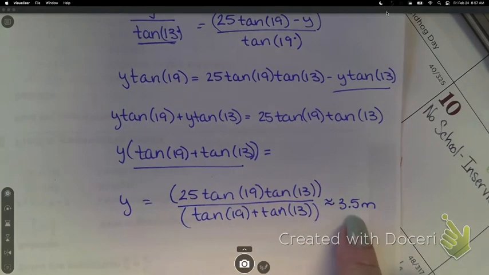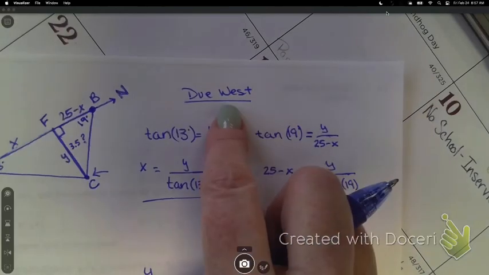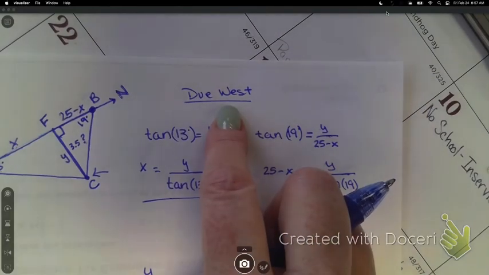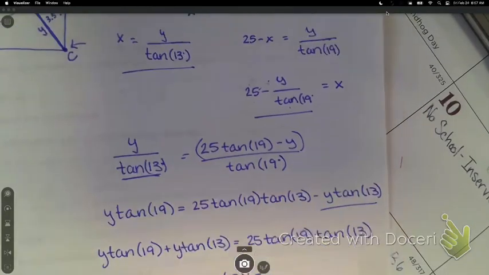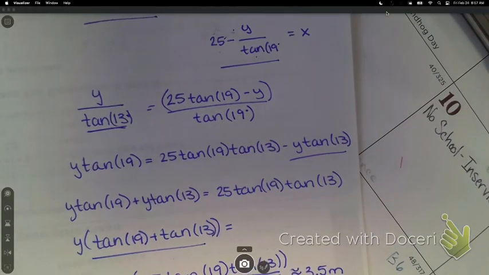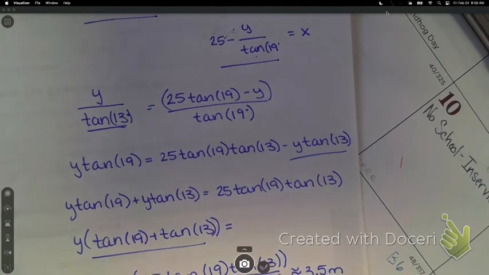So was he right on the 3.5 miles? Yes. Was he right on the due east? No. Okay? So every single problem, you should have a picture drawn and something attempted. Not, and I don't know.